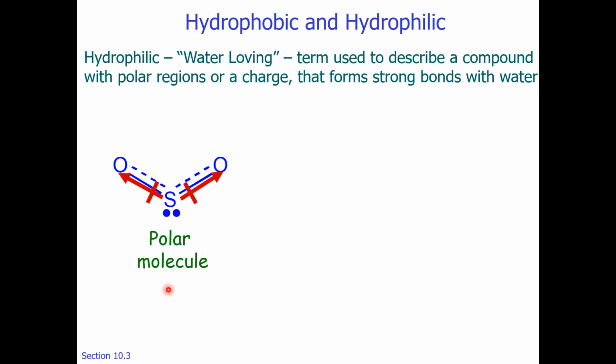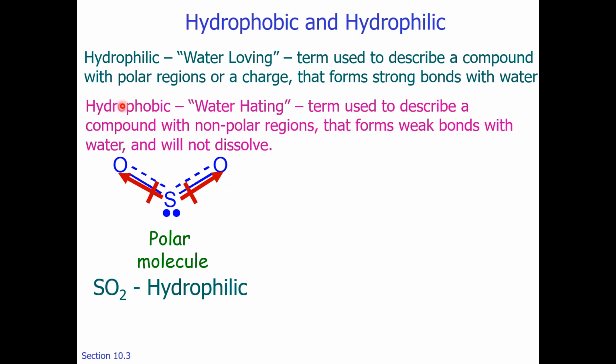An example might be SO2. This is a polar molecule. It's capable of hydrogen bonding. So we would say that SO2 is hydrophilic. Hydrophobic, phobia, of course, means fear of, or maybe water hating. This is a term used to describe a compound with nonpolar regions that forms weak intermolecular forces with water and will not dissolve. How about octane?